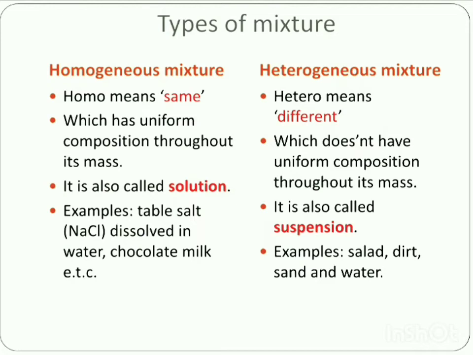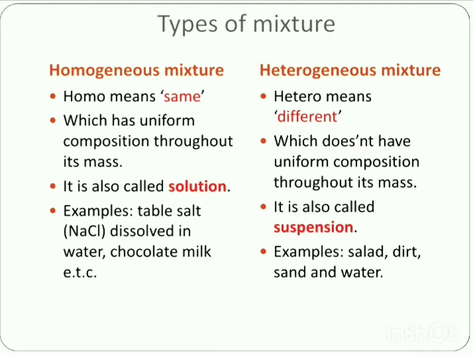Now what does it come from homo? If you see a homogeneous mixture, it's all the same, meaning its composition will be the same, its appearance will be the same, and there will be no difference found. But when you see a heterogeneous mixture, what happens? You see different things. The composition is not the same, the appearance is not the same. So that's why it is called a heterogeneous mixture.